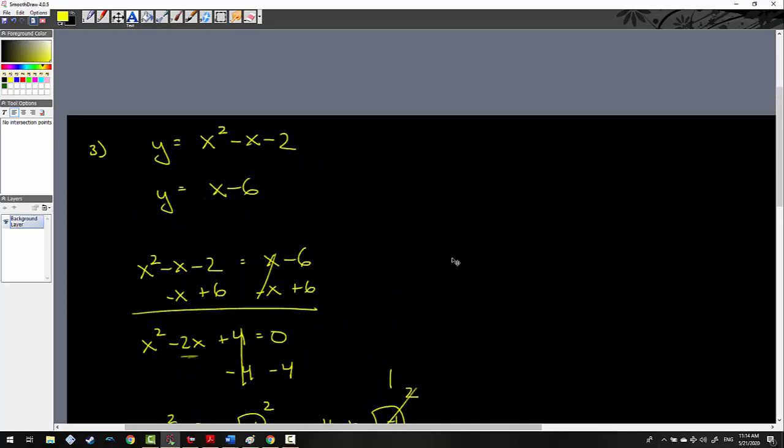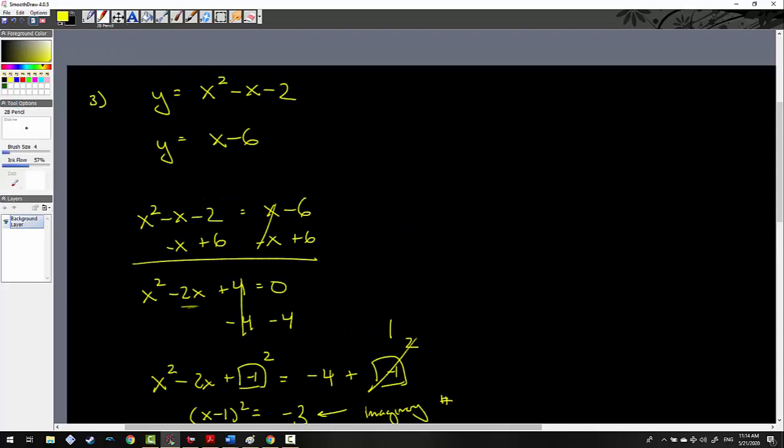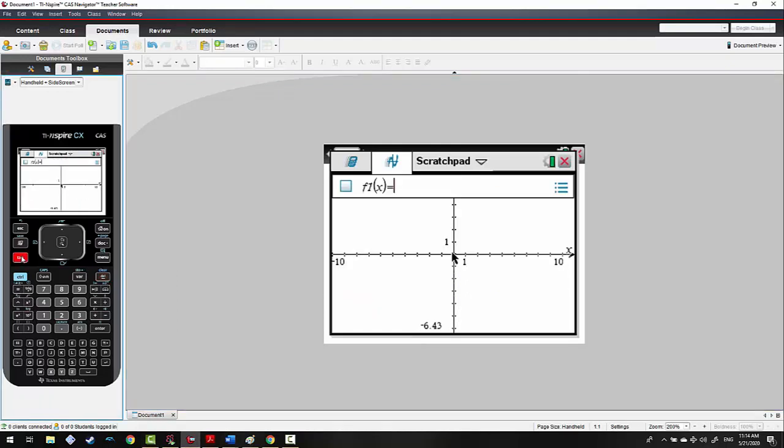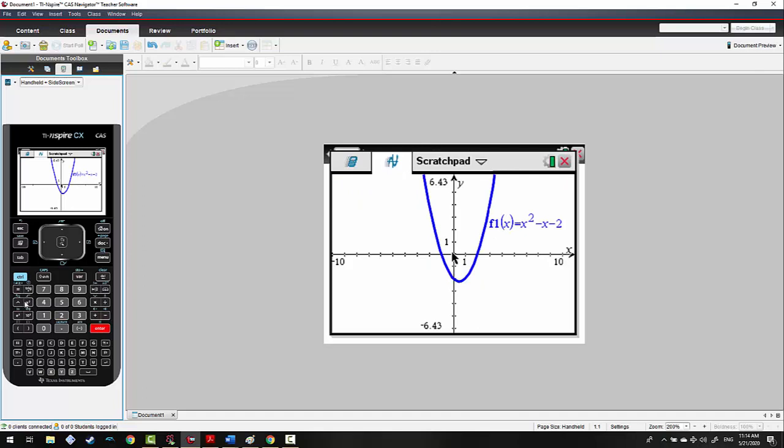But before we move on, let me show you what this looks like in a graph, just to confirm that they will never touch each other. So let's go ahead and put these in. So x squared minus x minus 2, and then x minus 6. No chance of making contact. That is why we ended up with that imaginary number in our solution when we tried to solve for x. So please keep that in mind. All right, so that is a no intersection situation right there.